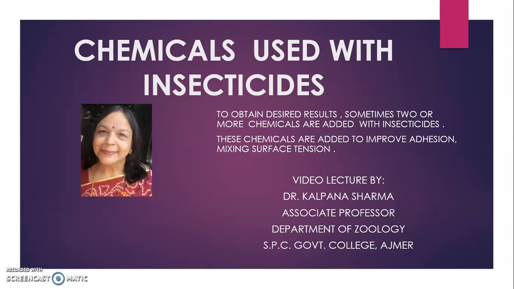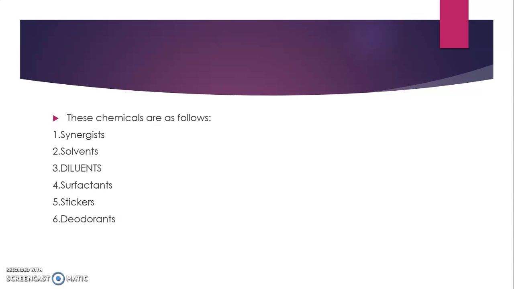To obtain desired results, sometimes two or more chemicals are added with insecticide. These chemicals are added to improve adhesion, mixing, and surface tension. These chemicals are as follows. They are synergists, solvents, diluents, surfactants, stickers, and deodorants.